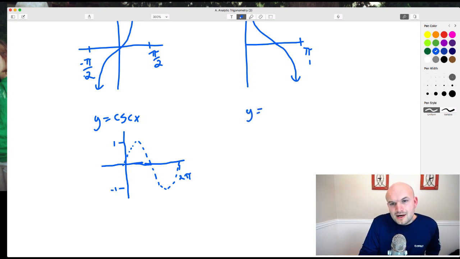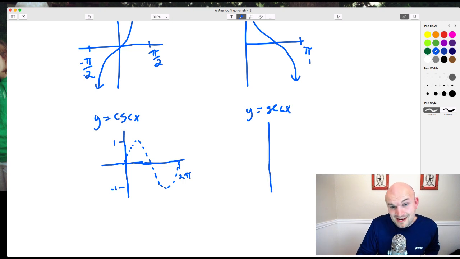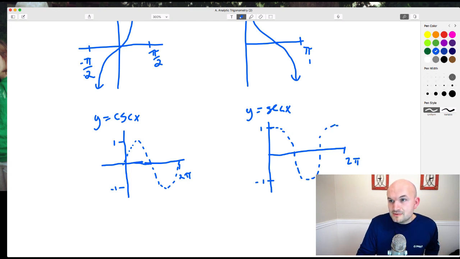There you go, close enough. And let's do secant, y equals secant of x. See, now you're starting to get some of my handwriting in there, which is kind of dangerous. So for secant, I'm just going to do the initial positive period as well, so that's 2 pi. I'll do cosine first. Cosine is going to look something like this.